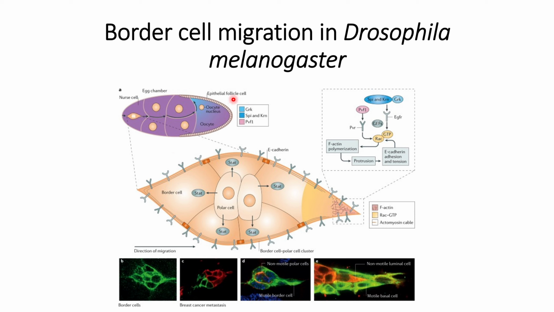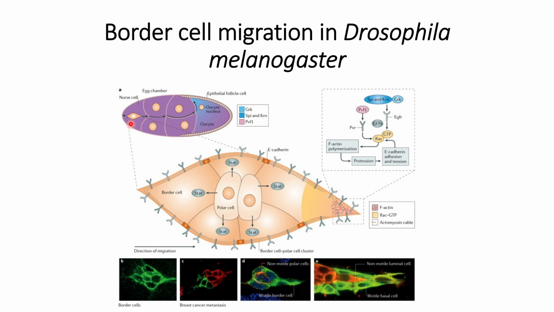So this is the stage 9 egg chamber, where the migration of these border cells is going on, and the border cells are migrating into this oocyte. The way these border cells migrate is with the help of these nurse cells. These nurse cells help to squeeze the border cells so that they can move from left to right in this figure and then go into the oocyte. And these oocytes are surrounded by epithelial follicle cells.